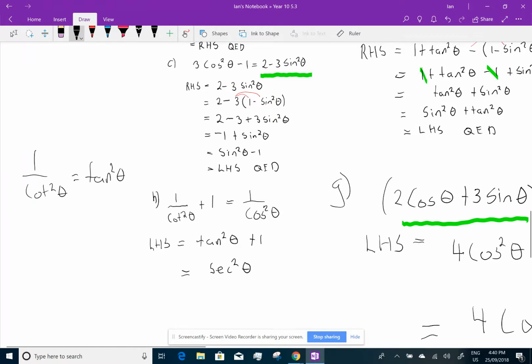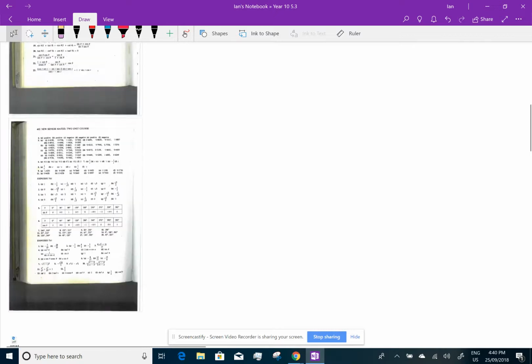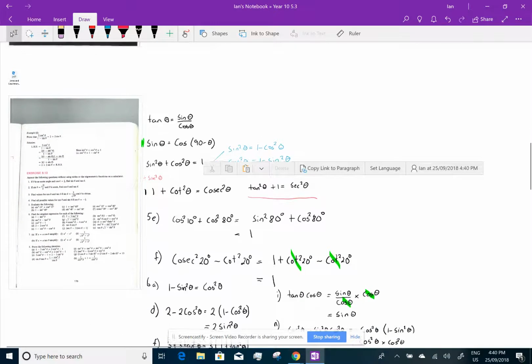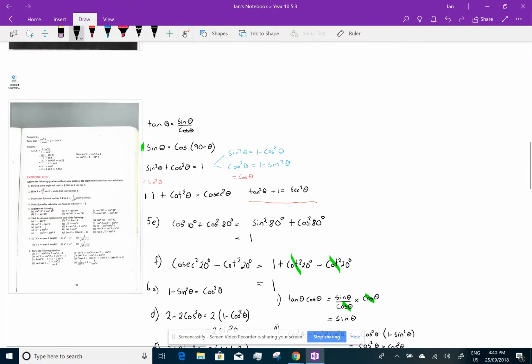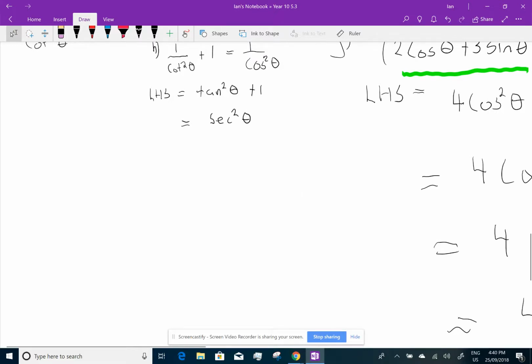Do you remember that? It's way up here. Let's go back and double check. Tan squared theta plus 1 is sec squared theta. Can you see it there? Okay, so let's go back down here. If we keep going, sec squared theta is the reciprocal of cos, so it equals 1 on cos squared theta, which equals the right-hand side. QED.